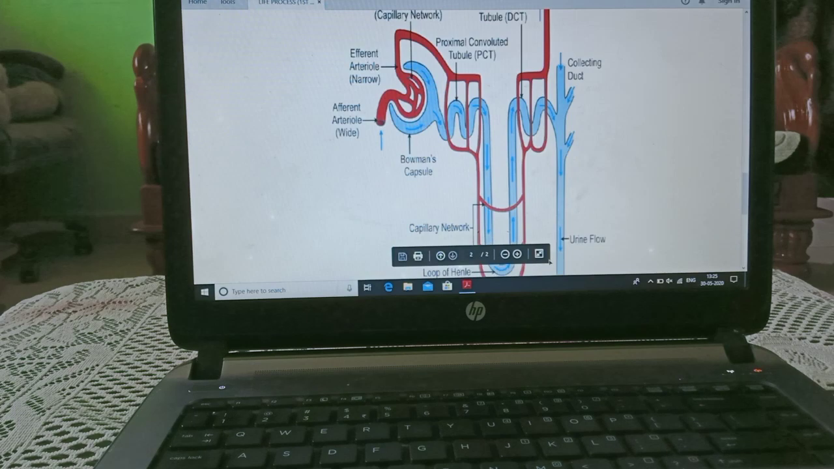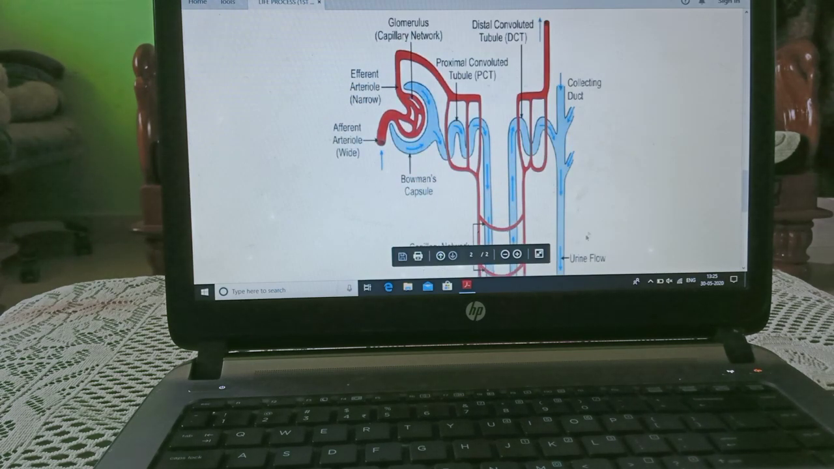Now we will see, this is the nephron. Like this, many nephrons are present in kidney. Now we will study about the nephron. It has a cup-shaped structure that is known as Bowman capsule. This is afferent artery. This is efferent artery, and this network of capillaries is known as glomerulus.